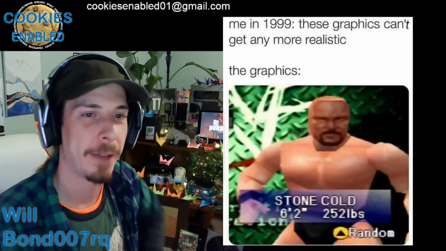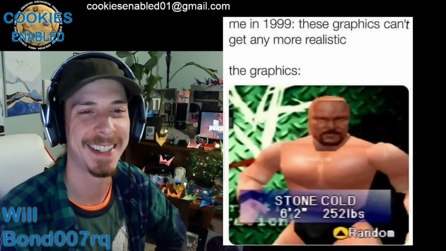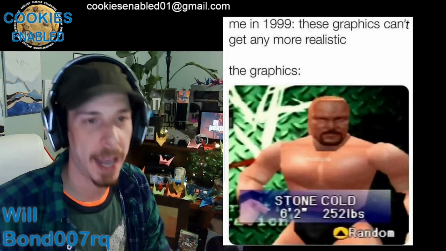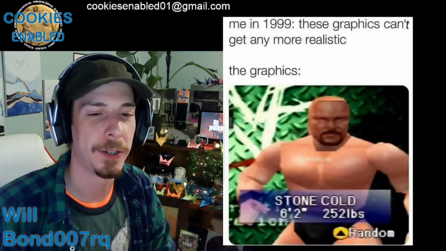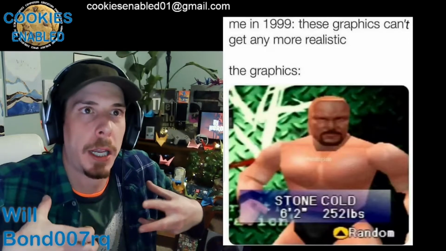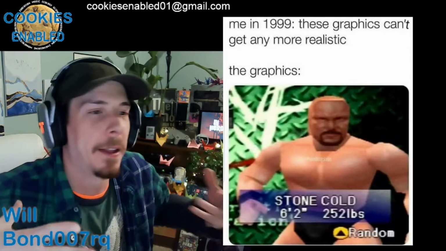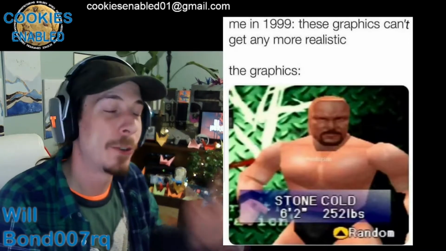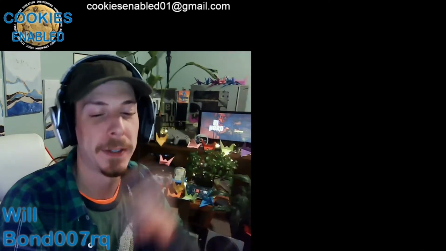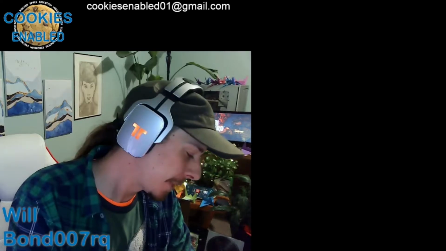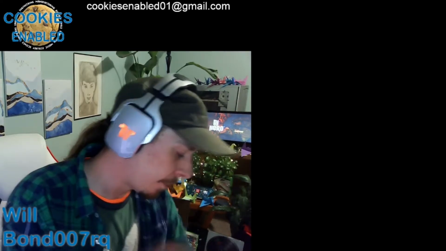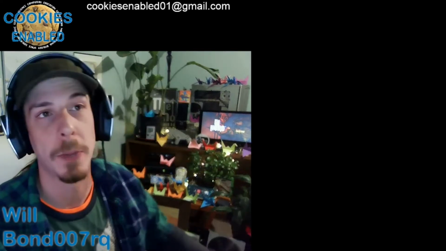Here was another one that I found this week as well. It says, in the 1990s, these graphics can't get any more realistic. And the graphics of Stone Cold, 6'2", 252 pounds, and he is completely blocky. It doesn't look anything like Stone Cold, which some of you guys might not even know who that is. So definitely take a look. Check my resources below.